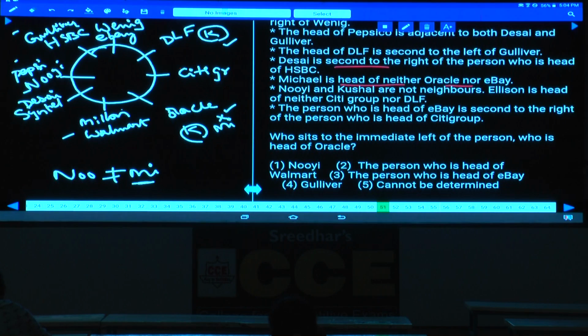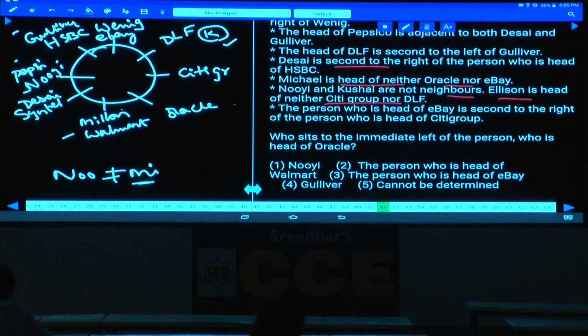Are you following this one or not? If Nui is here, then this Michael cannot be here. Then what is the other thing left over here? Nui and Kushal are not neighbors. Ellison is head of neither Citigroup nor DLF. Ellison cannot be Citigroup, cannot be DLF, hence Ellison must be Oracle. If this Ellison is Oracle, now this Ellison is Oracle.